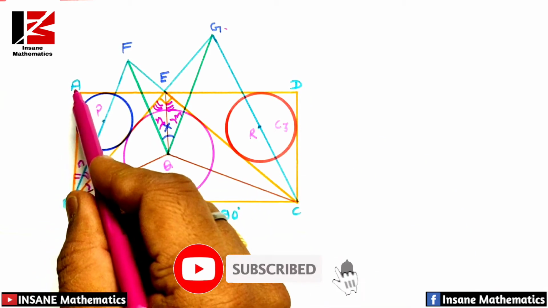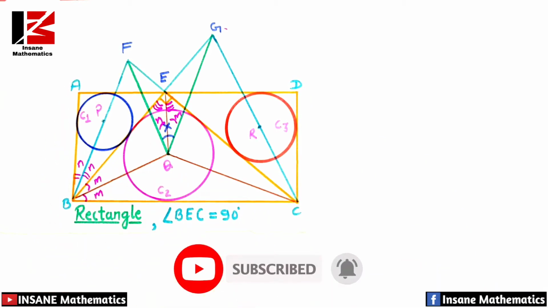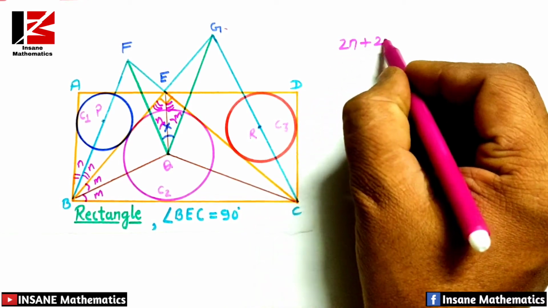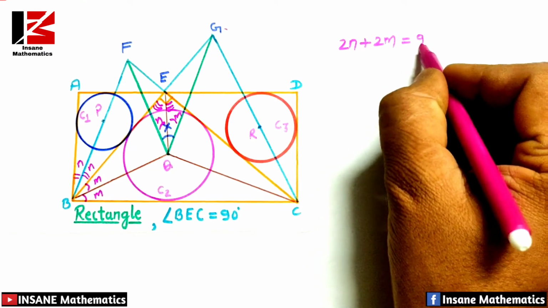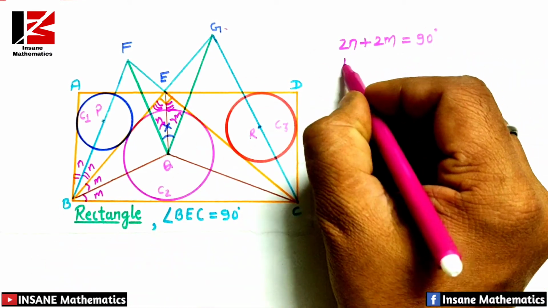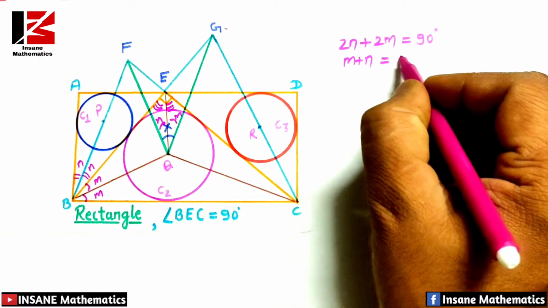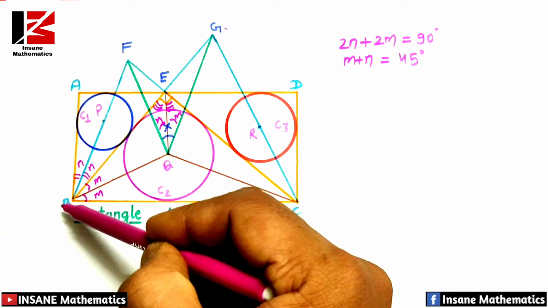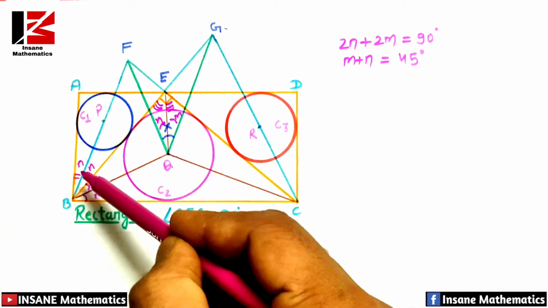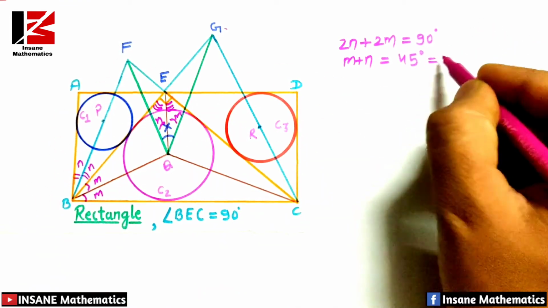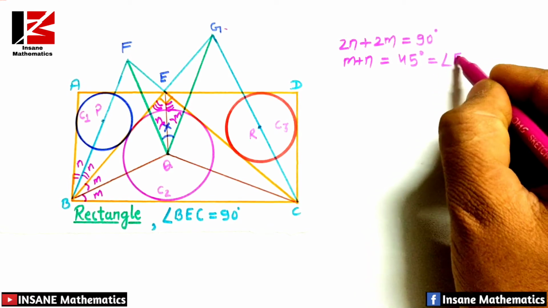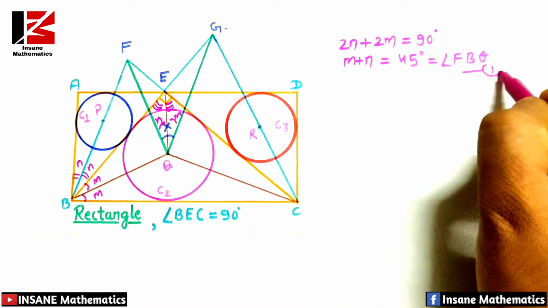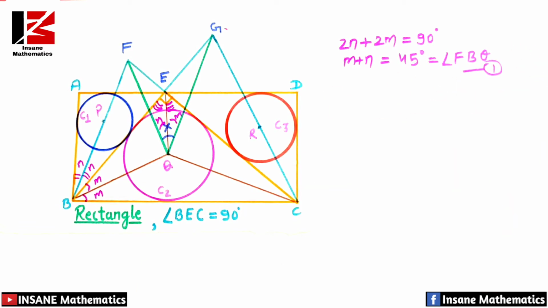So as we know angle ABC is 90 degrees, therefore twice N plus twice M is equal to 90 degrees. So M plus N will be 45 degrees. Now we can see angle FBQ is M plus N. So that means angle FBQ is 45 degrees. Let us suppose this is equation 1.